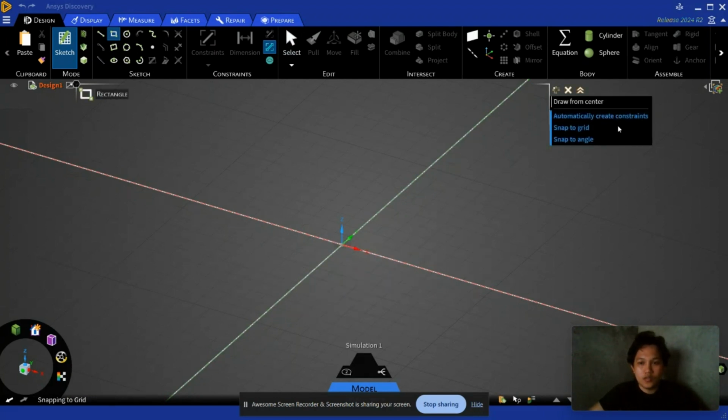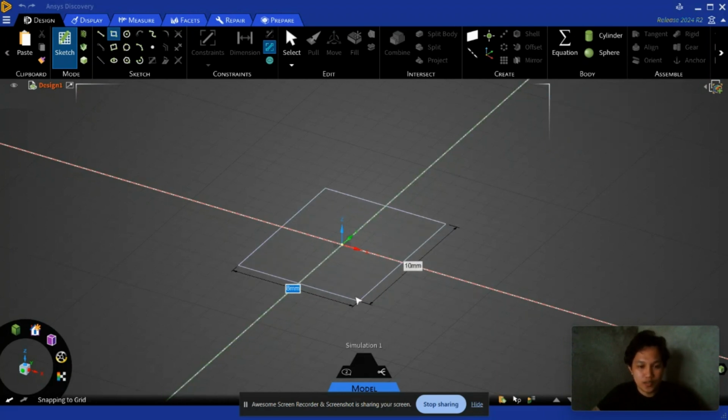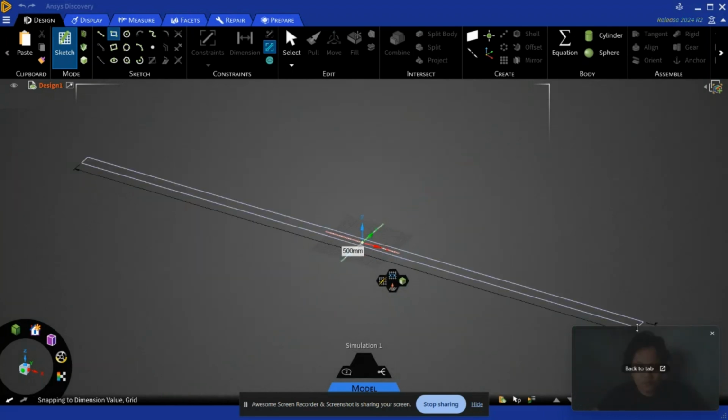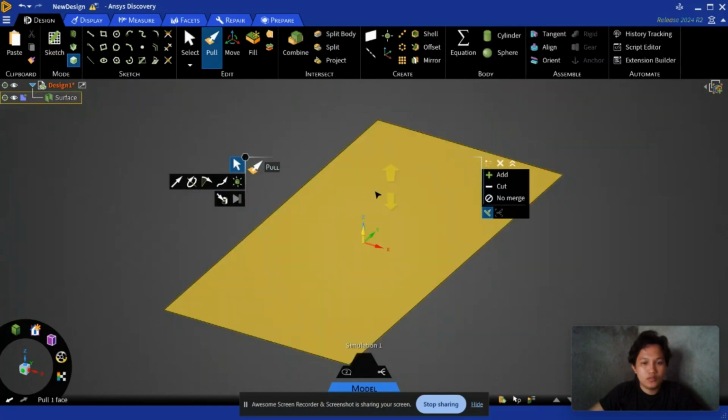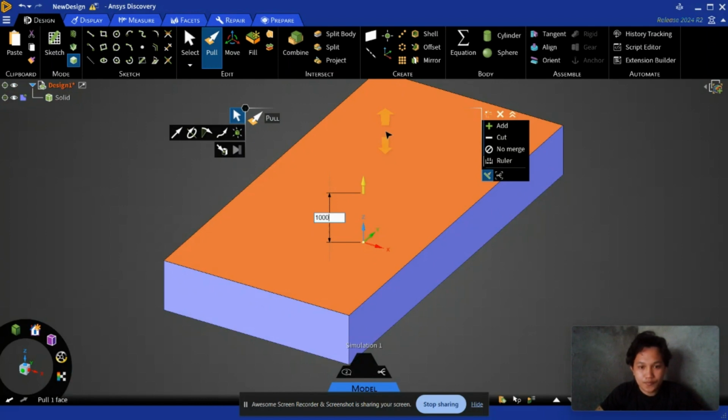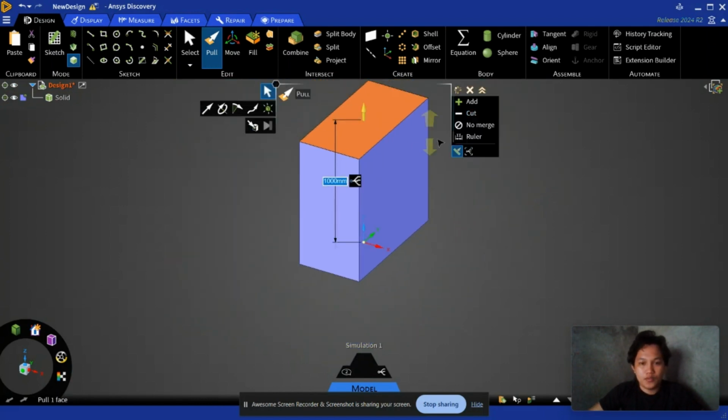I'm going to draw it from the center, so it should be in the center. It is in mm, so 500 mm, then 1000. Then solid. I'm going to pull it up to 1000 mm. So that should be it.